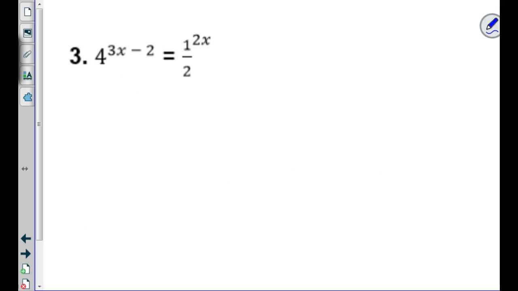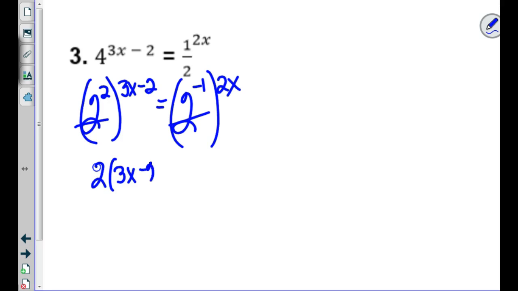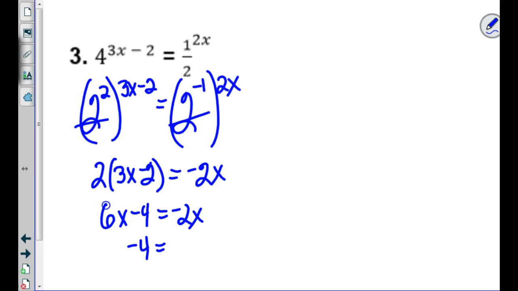One more of these where we rewrite. What can we make these both powers of? So this would be a 2 squared. And this would be a 2 to the what? Negative 1. So then if I get rid of the base, I have a 2 times 3x minus 2 equals a negative 1 times 2x, which would just be a negative 2x. Be careful. What do we get here? 1/2.